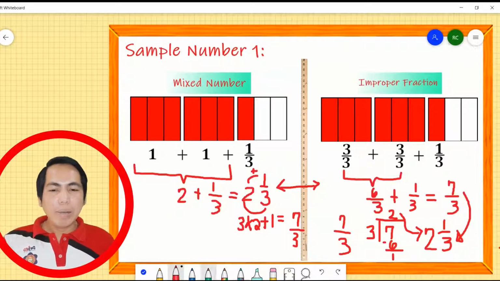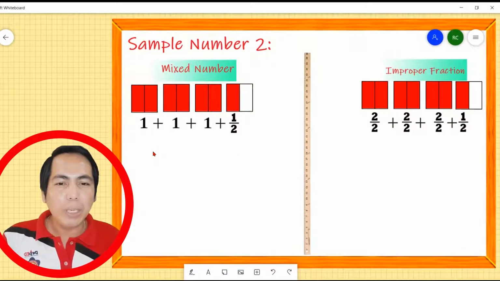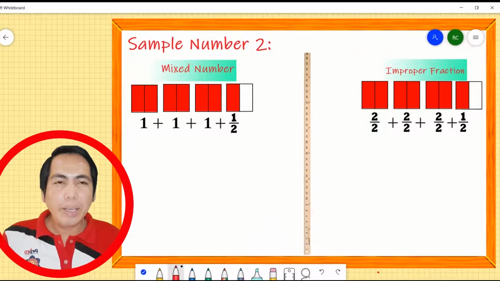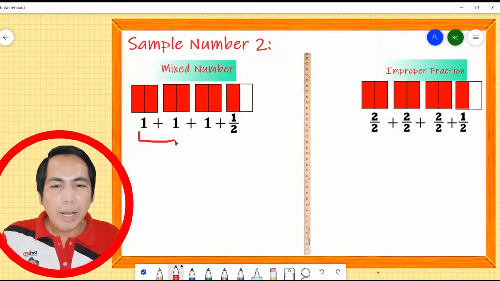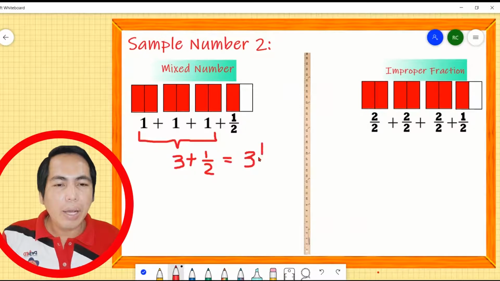Now, let's have example number 2. In our illustration, we can see that each figure is divided equally into 2 equal parts. So, we are going to write the given illustrations as a mixed number. We can see here, we have 3 wholes. So this is 3. And we have the last figure with 1 part shaded to give us 1/2. So this is plus 1/2. In other words, 3 plus 1/2 will give us 3 and 1/2.